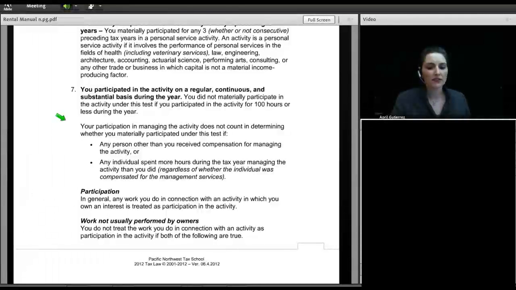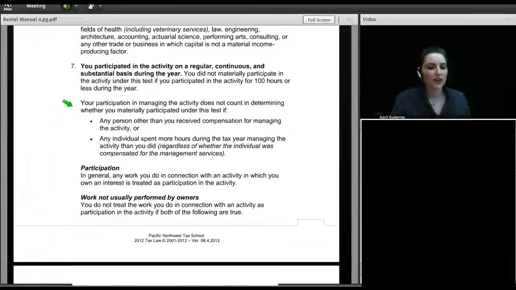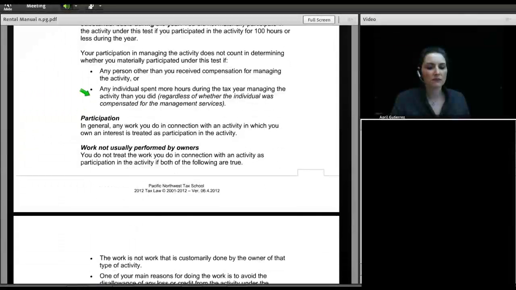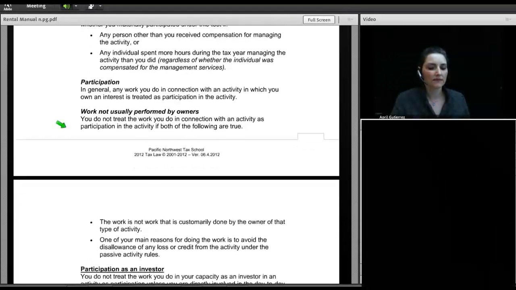You did not materially participate in the activity under this test if you participated in the activity for 100 hours or less during the year. Your participation in managing the activity does not count in determining whether you materially participated under this test if any person other than you received compensation for managing the activity, or any individual spent more hours during the year managing the activity than you did, regardless of whether that individual was compensated.